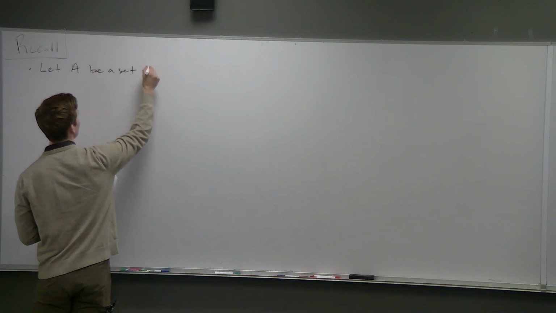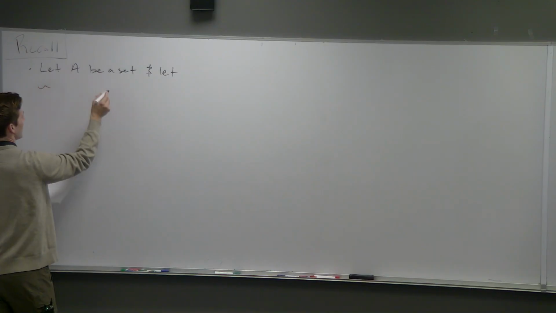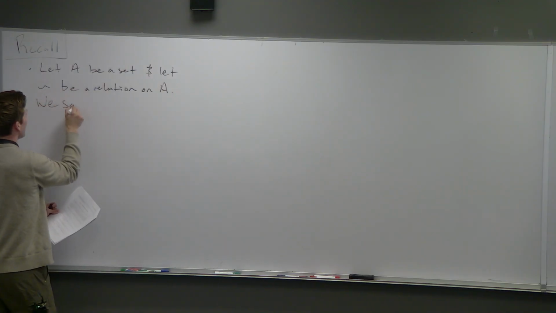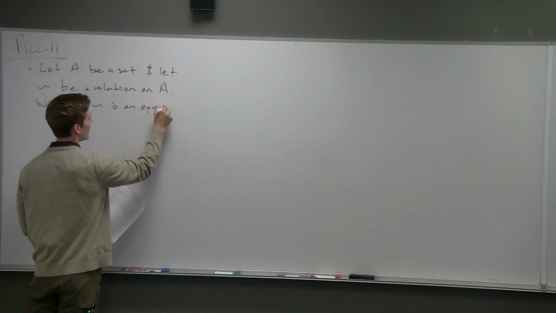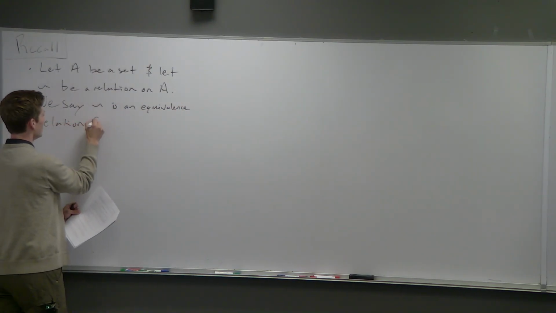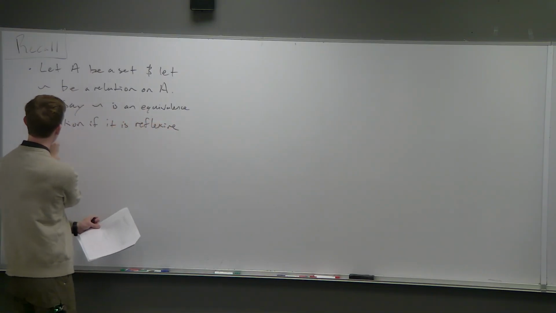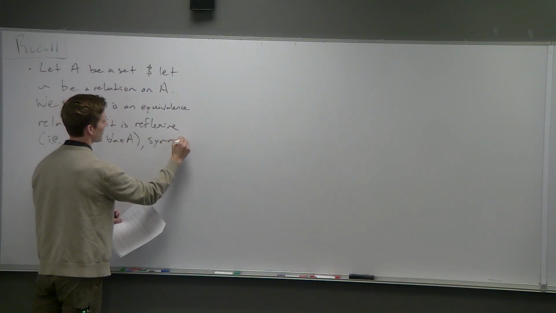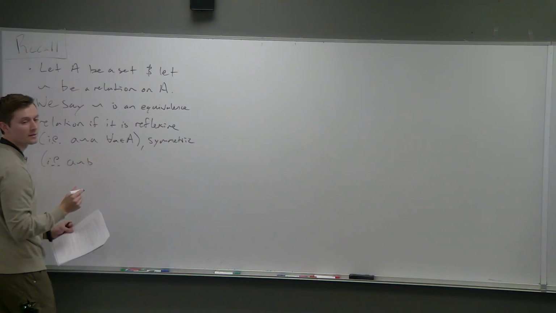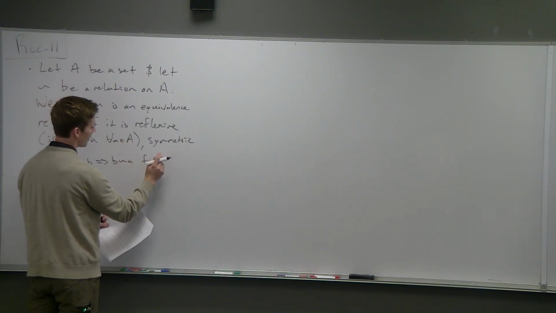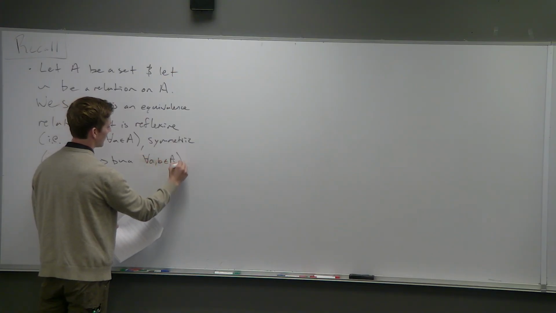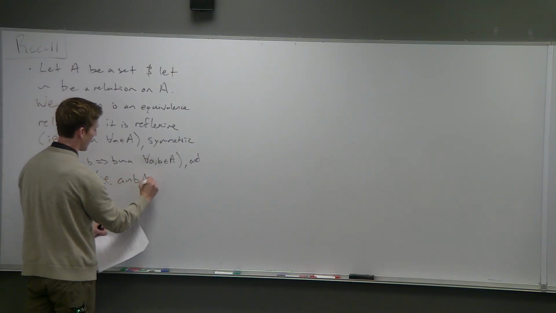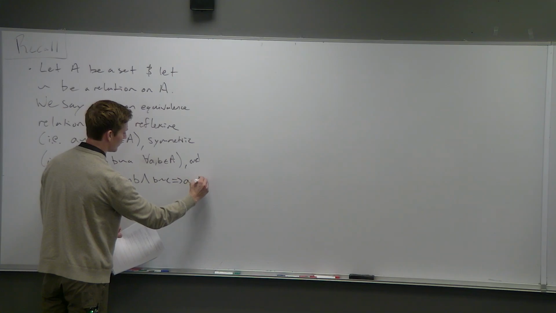Quick little recall. Let A be a set, and let sim, this tilde, be a relation on A. We say that relation is an equivalence relation if it is reflexive, i.e. A is similar to A for all A in big A, symmetric, i.e. A is similar to B implies that B is similar to A for all A, B in A, and transitive, i.e. A is similar to B and B is similar to C implies that A is similar to C.